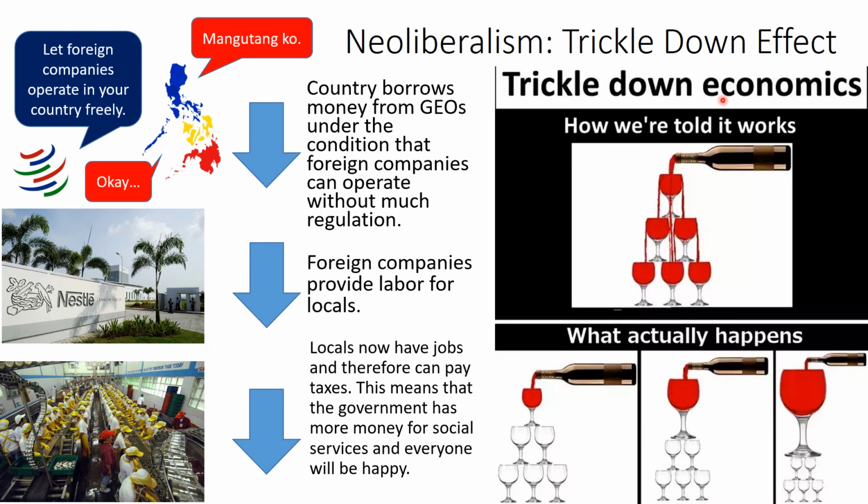According to neoliberalists, trickle-down economics is just like this. Pour wine at the top of a pyramid, it will trickle down and everyone will benefit. But what actually happens? You pour wine, the glass at the top gets bigger, and the rich get richer while those at the bottom get poorer. That is why we need to be critical whether it is something that we need to accept as gospel truth. And neoliberalism is one of the present ideologies that is so prevalent in the world, that we just accept it as okay as long as we get rich, and we just keep borrowing, and we are not really aware that maybe there are a lot of entities in the world who are taking advantage of us.